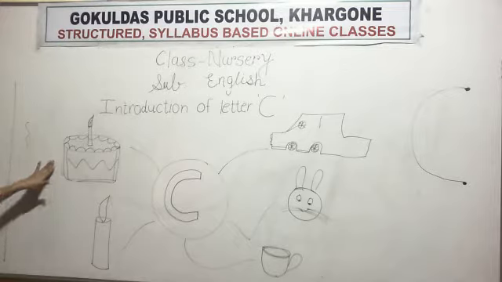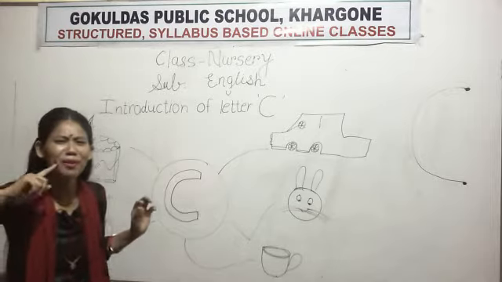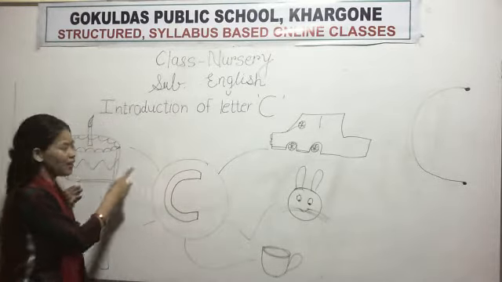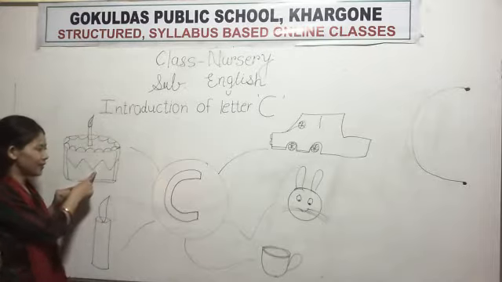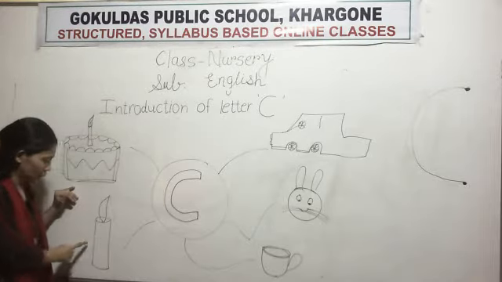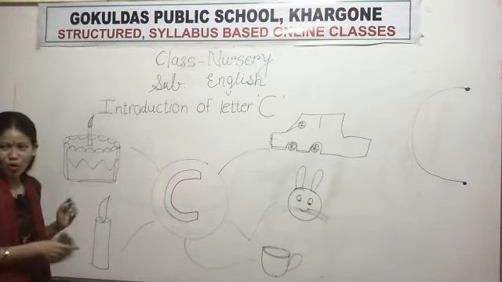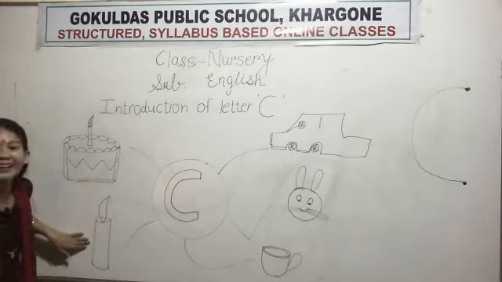Very yummy. I'll eat this cake. This is cake. C for cake. And C for what is this? Is this a gun? No. C for what is this? Candle.